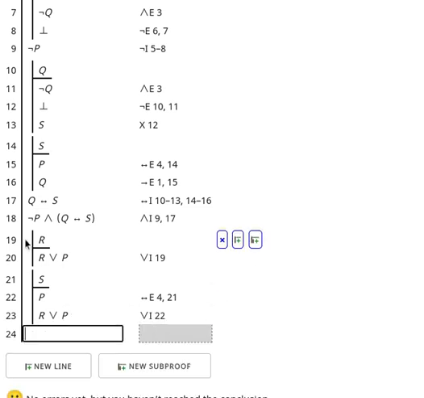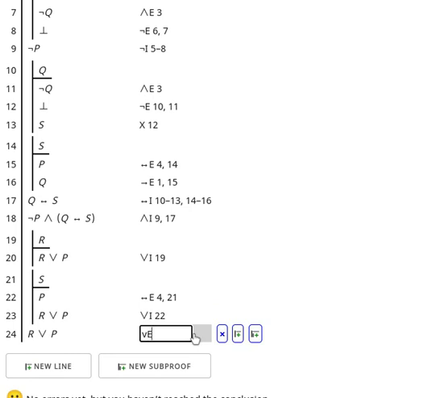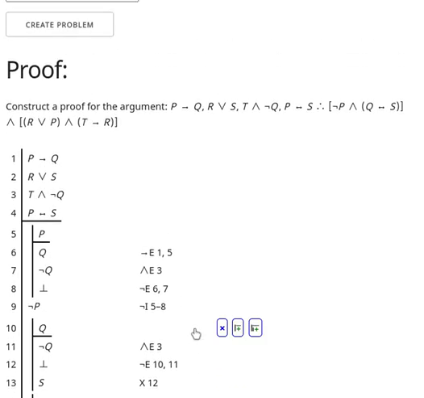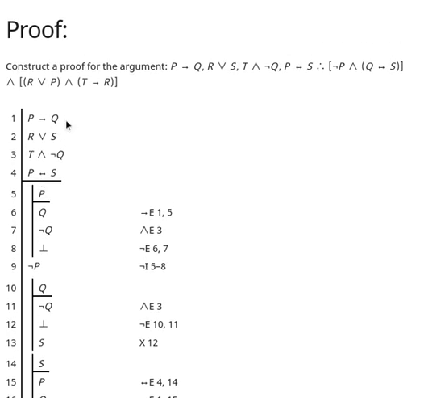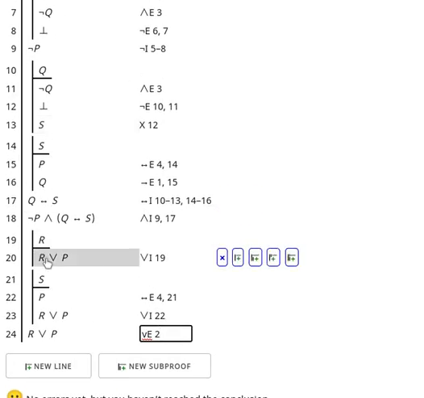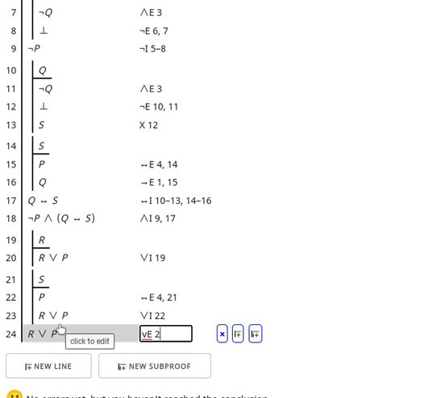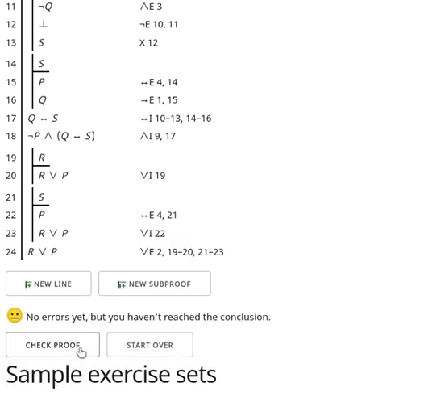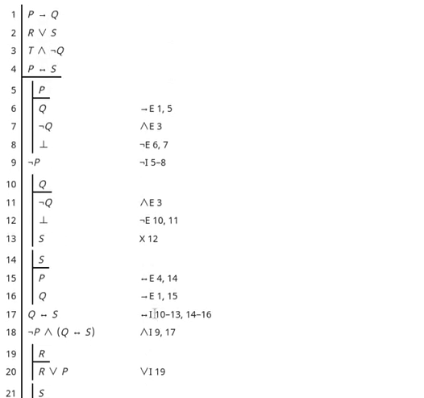And that finishes our proof by cases. We now have R or P, and that is disjunction elimination on this condition 2. We have either R or S, and if it's R, we get R or P, and if it's S, we get R or P. So we have 19 to 20, and we have 21 to 23. So we can check that proof, it's still good.